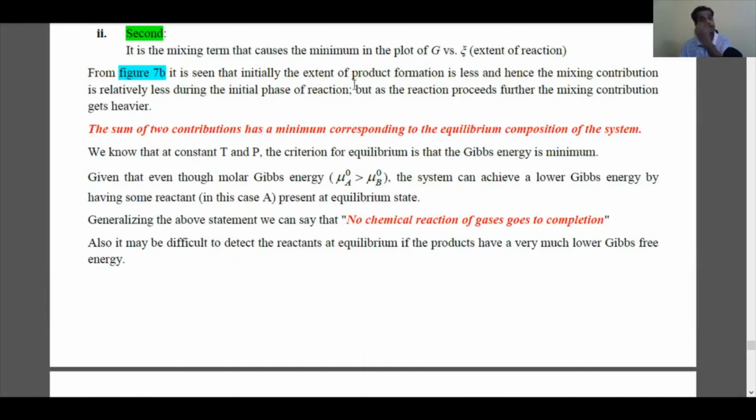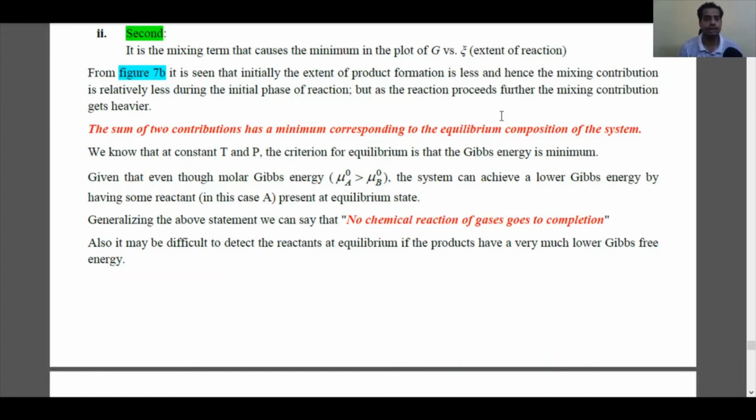It is seen that initially the extent of product formation is less, and hence the mixing contribution is relatively less during the initial phase of reaction. But as the reaction proceeds further, the mixing contribution gets heavier. The sum of two contributions, the linearly decreasing contribution and the mixing contribution, has a minimum corresponding to the equilibrium composition of the system. That minimum is called the equilibrium state. We know that at constant temperature and pressure, the criterion for equilibrium is minimum Gibbs energy. So at equilibrium, essentially the Gibbs energy is minimum.